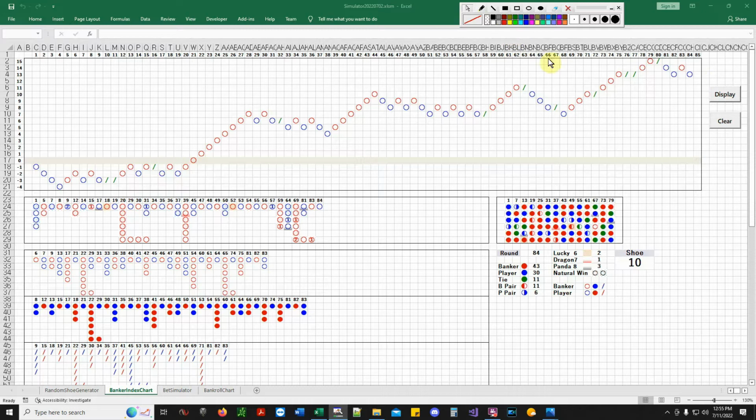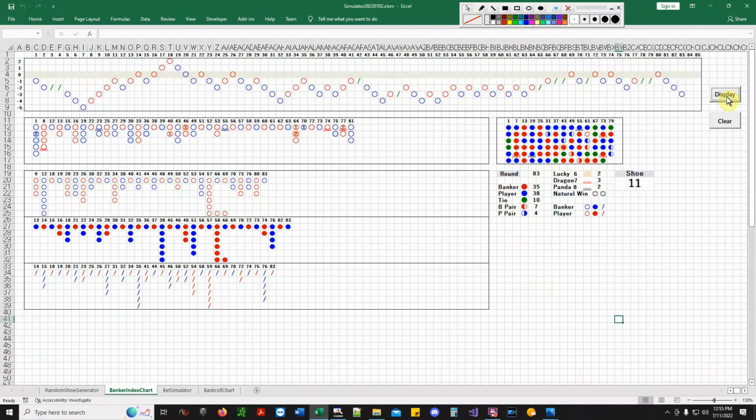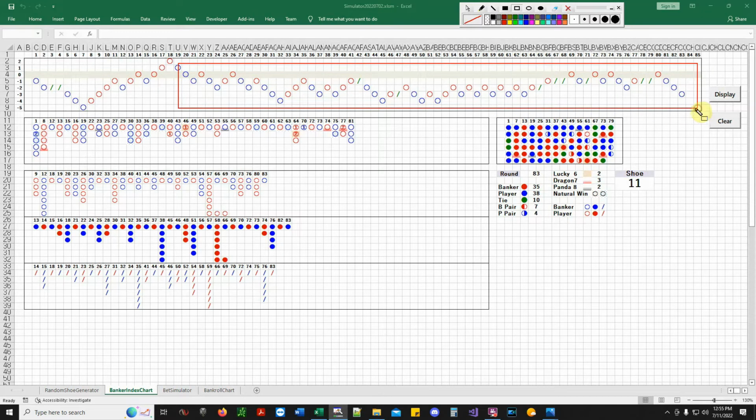Let's run another shoe. Generate another shoe here. See if I can find a player shoe. This is sideways action right here. We'll discuss this too, but guess what? Look at the trend. It's favored to the player. To me, it's favored to the player because it's on the negative side of 0.